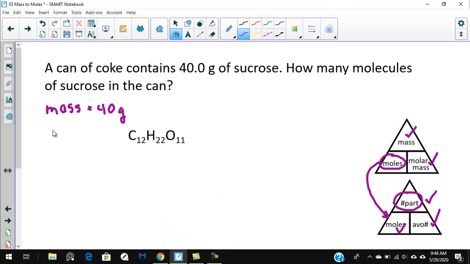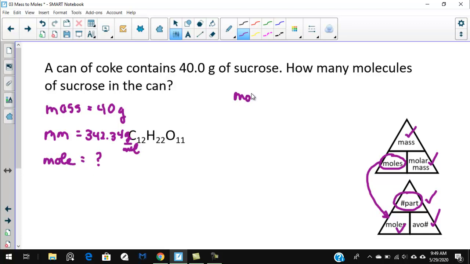So let's get the molar mass of sucrose. We're going to need that first, because the first thing we're going to do is use mass and molar mass to get moles. If we calculate out the molar mass, it's going to be 12 times 12.01 plus 22 times 1.01 plus 11 times 16. So the molar mass is going to be 342.34 grams per mole. And so that'll let us get moles. That's our first equation we have to use, so let's get the moles figured out.